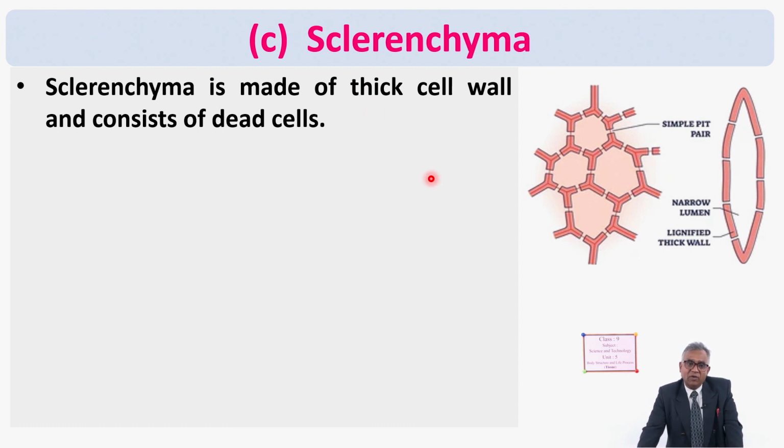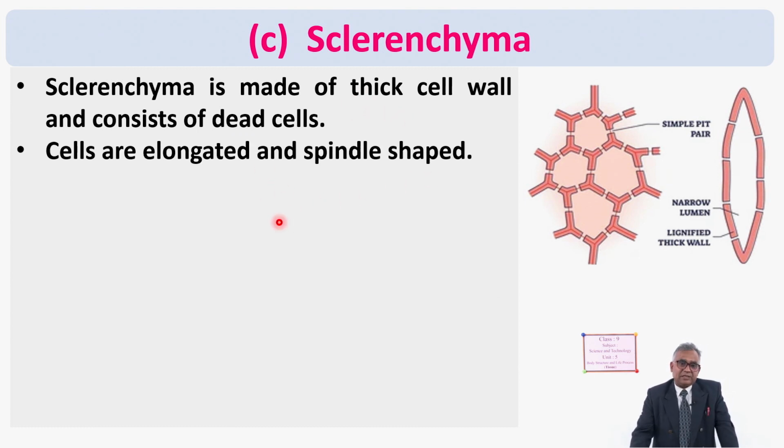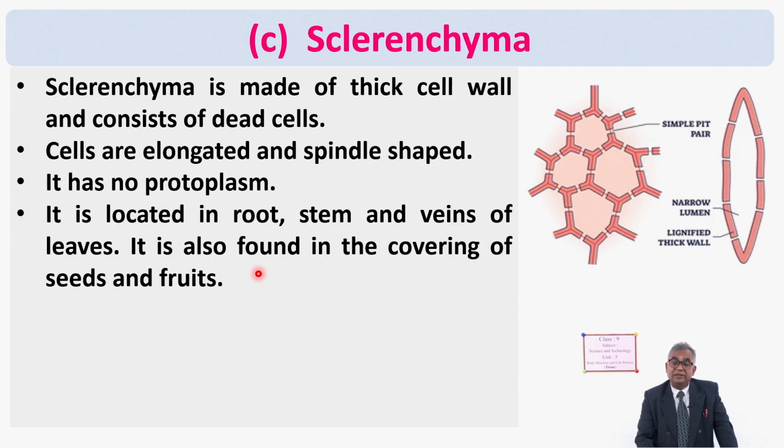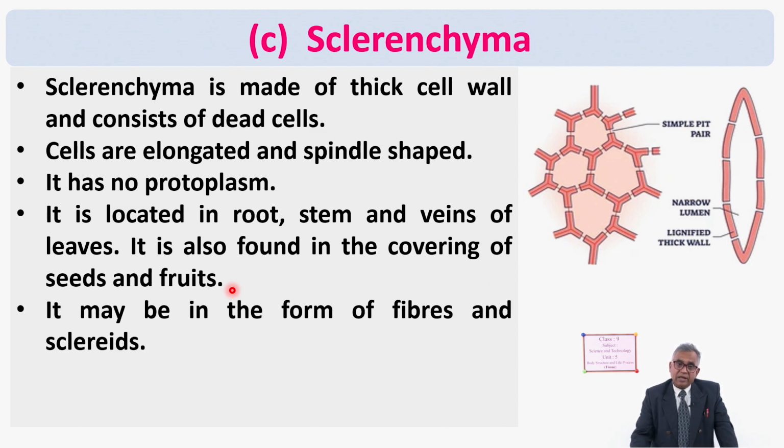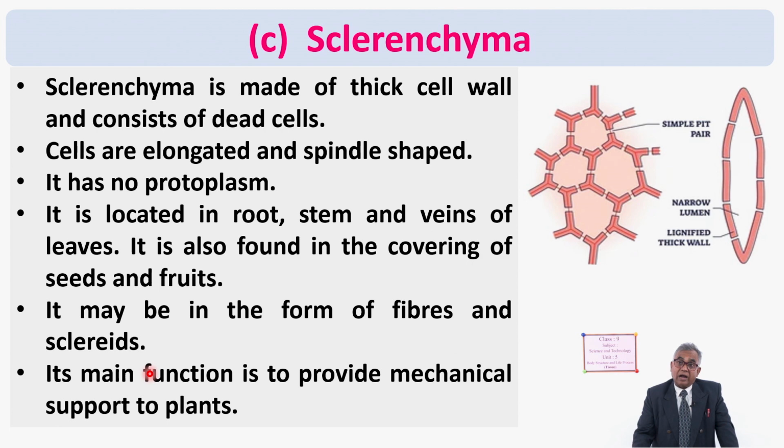Sclerenchyma is made of thick cell wall and consists of dead cells. Cells are elongated and spindle shaped. Spindle shape, that shape pointed at the ends and wider at the middle. Yes, and it has no protoplasm. So no protoplasm means what? Dead. It is located in root, stem and veins of leaves. It is also found in the covering of seeds and fruits. It may be in the form of fibers and sclereids. The stone cell found in pears is a sclereid. Yes, and like that, the hard covering of seeds is also sclereids.